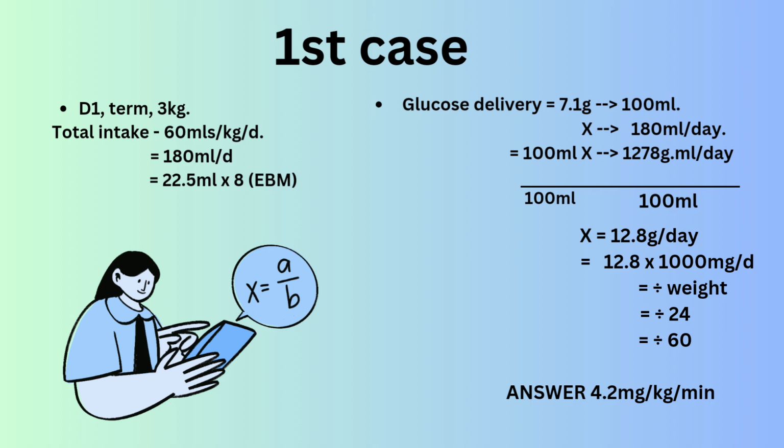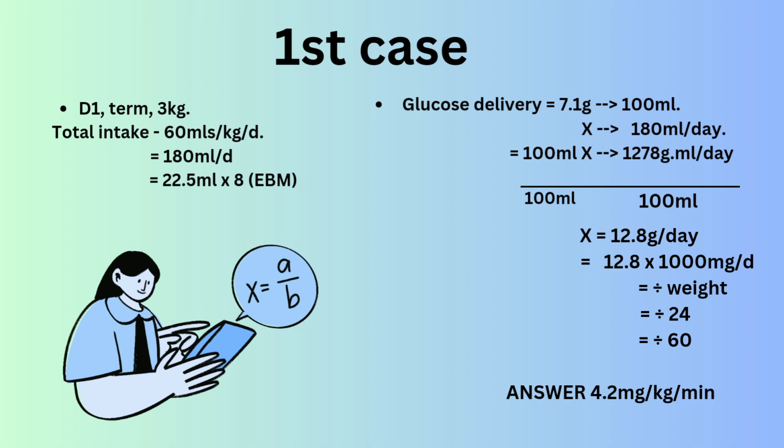Now, if this neonate was on expressed breast milk, we said the formula that we're going to use is 7.1. We said there's 7.1 grams in 100 ml of expressed breast milk. So that's the formula you're going to use if you look at the other side of the calculation. And this particular neonate was actually getting 180 mls per day, so you solve for X. You try and find what the glucose was in that 180 mls per day.